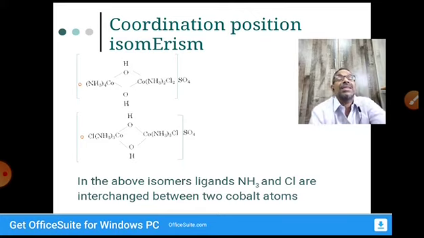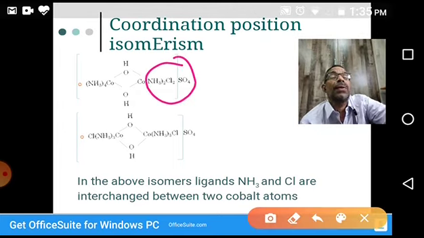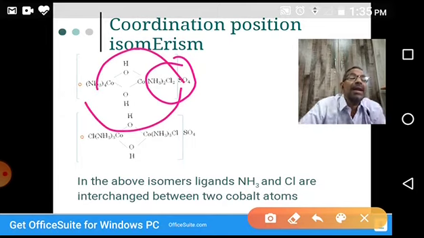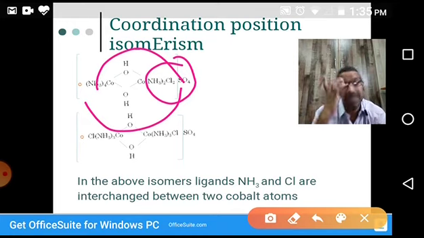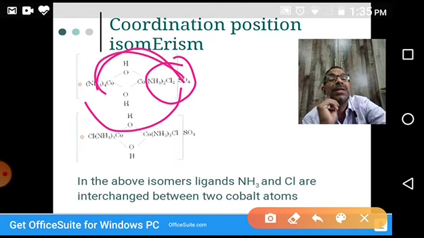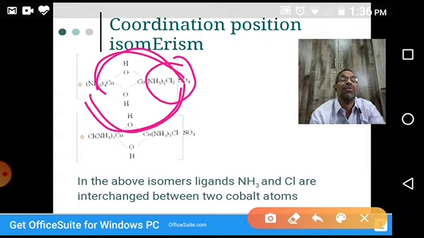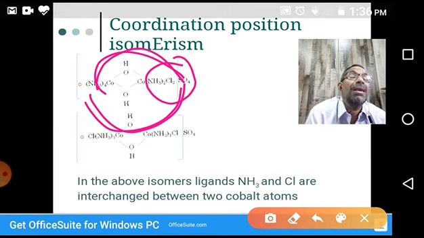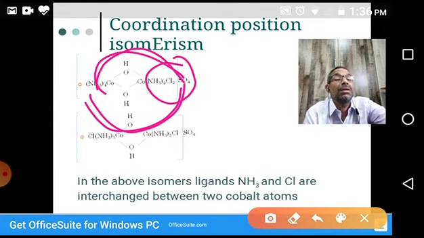Exchanging of ligands takes place. In the first case, two amine ligands and two chlorides are attached to this cobalt. In the second case, this chlorine is shifted from here to here, and one ammonia is shifted here. So in the above isomers, ligands ammonia and chloride are interchanged. Ammonia comes from here to here, Cl goes from here to here. This coordination position isomerism is due to interchanging of ligands between two metal atoms or three metal atoms, between the metal atoms. That is called coordination position isomerism.